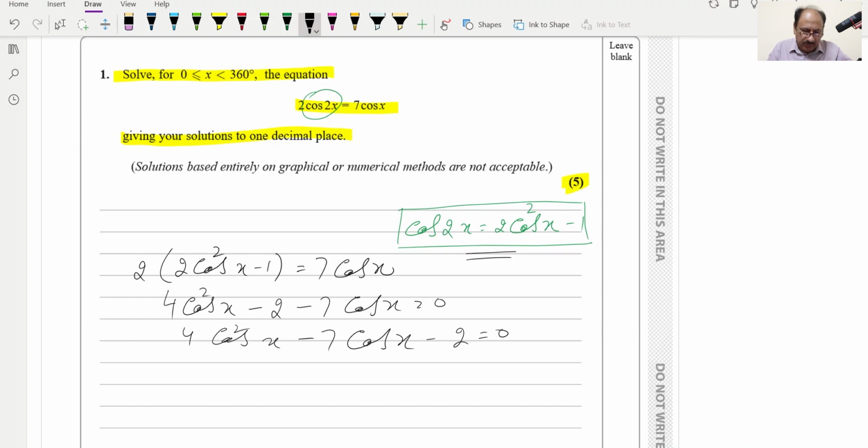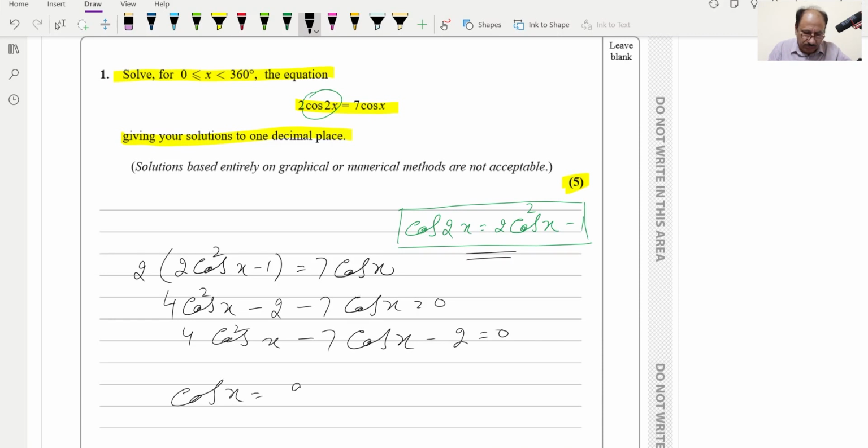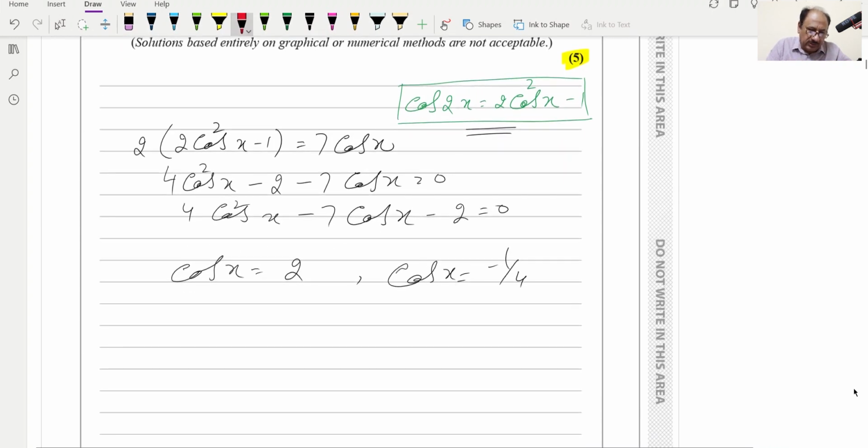Now this is a quadratic equation in terms of cos x, and we can solve this quadratic equation using the calculator. Coefficient of cos squared is 4, coefficient of cos x is minus 7, and the constant value is minus 2. So our solutions will be 2 and minus 1 by 4. So cos x is equal to 2 and cos x is equal to minus 1 by 4. These will be the two solutions, and cos x is equal to 2 is impossible, so we are rejecting this value. We will look for this one. So x will be equal to cos inverse of minus 1 by 4.